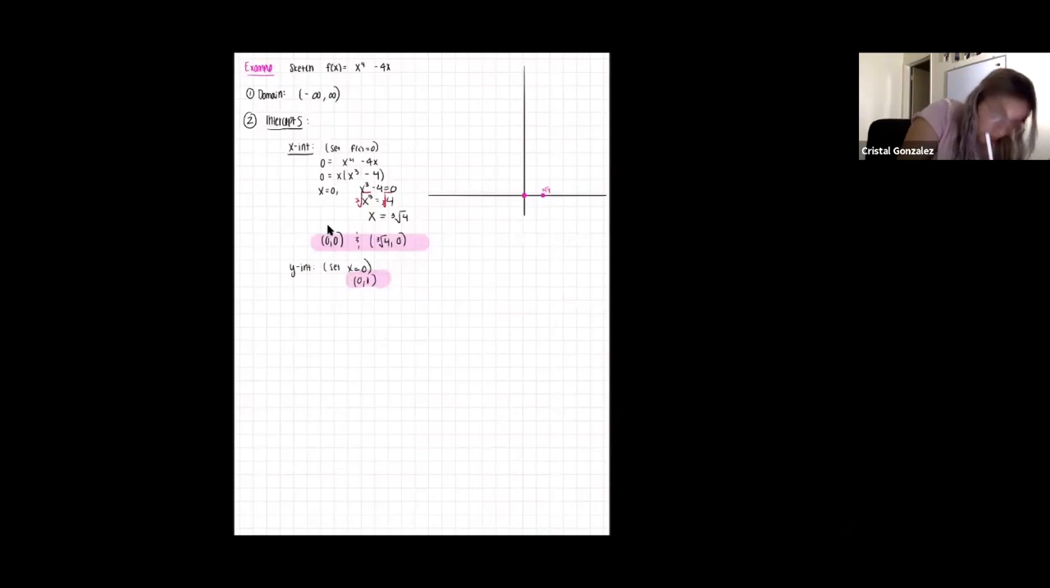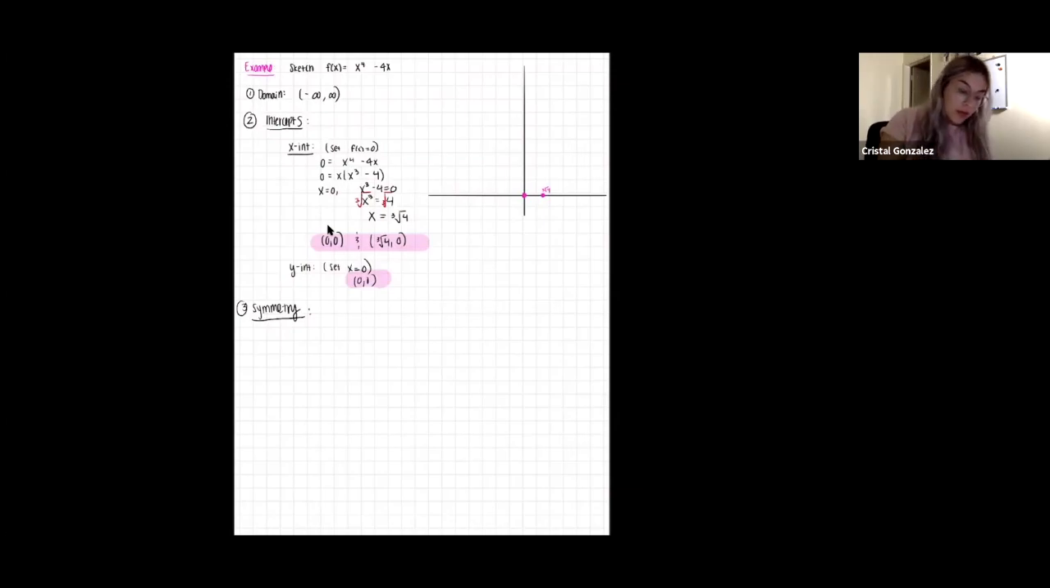And so, remember that for symmetry, we want to know if it's even, odd, neither, or periodic. It's not going to be periodic because we're dealing with a polynomial function. We don't have a trig function where it has set periods, so we don't need to worry about that being periodic. What we do need to worry about is, is it even or odd? Because if it is, then it'll help me graph the function.